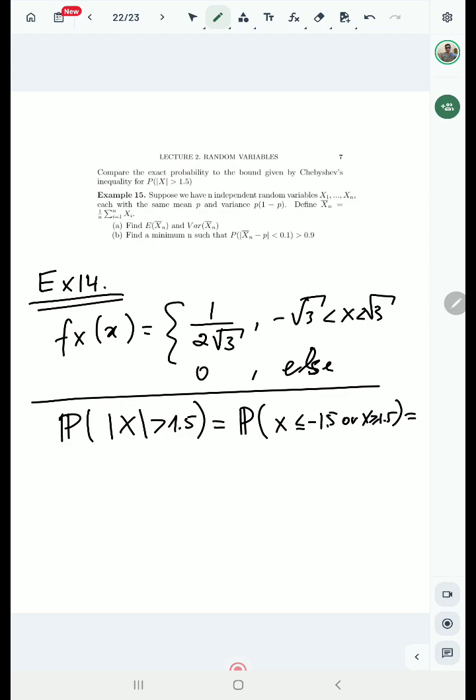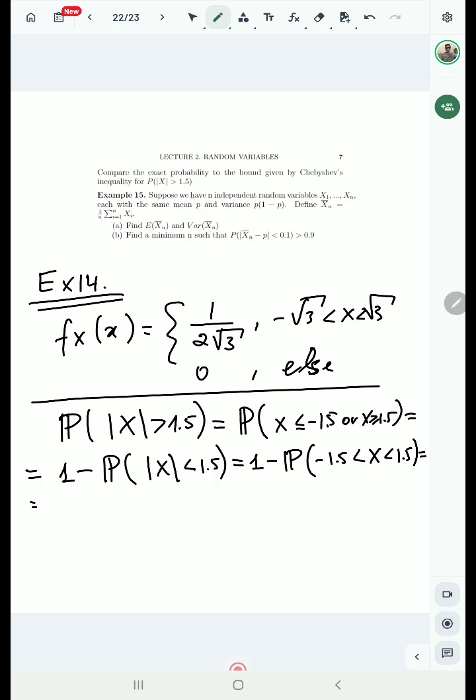We can, but it's easier to do it in this way. Using the rule of complements, we can say that this probability is the same thing as 1 minus the probability of the absolute value of x being less than 1.5, obviously. And this is the same as the probability that x is in between minus and positive 1.5. And this probability can be easily calculated using the probability density function.